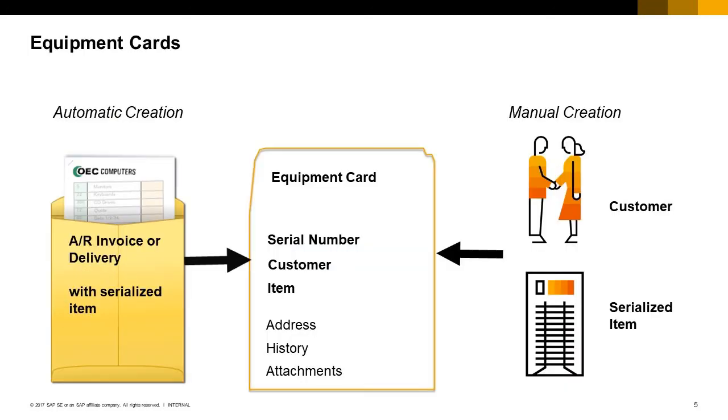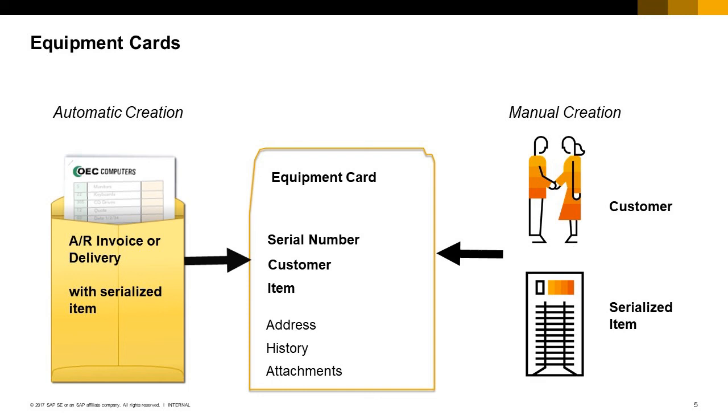Equipment cards store information about specific items, identified by a serial number, that are located at the customer site and may need services. Besides the basic information on the serial number, customer, and item, the card also includes an address, history for the item, including service calls, contracts, sales data, and transactions, and any attachments. Equipment cards can be created automatically or manually.